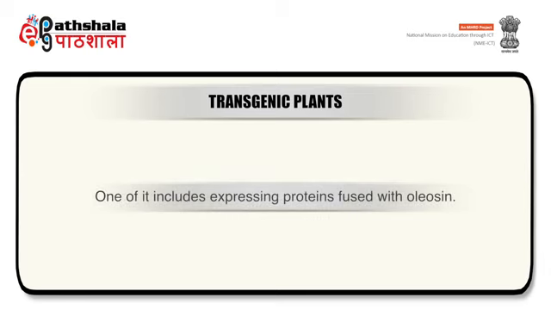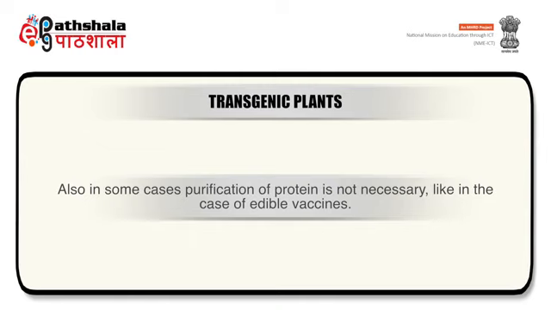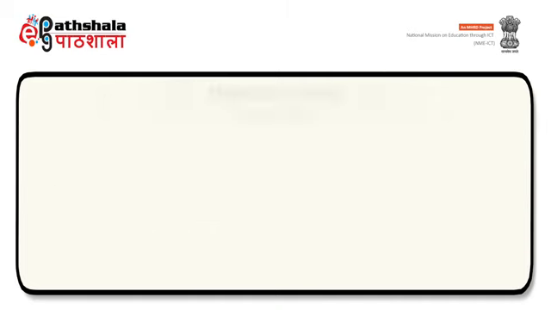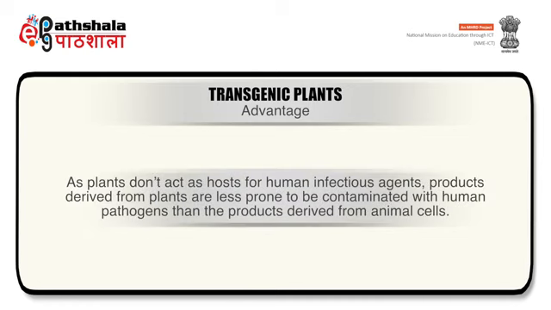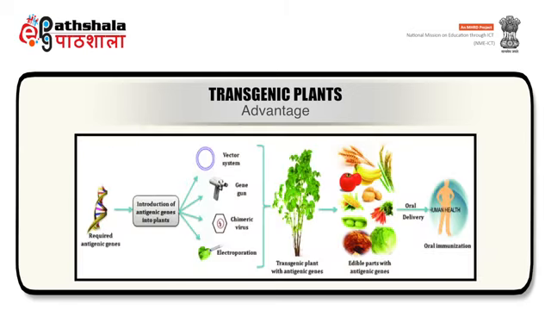One of them includes expressing proteins fused with oleosin. Also, in some cases, purification of protein is not necessary, like in the case of edible vaccines. Now, we will check the advantages of using plants as culture systems. Plants don't act as hosts for human infectious agents. Products derived from plants are less prone to be contaminated with human pathogens than the products derived from animal cells. The source, that is, the plant leaves or seeds for making the recombinant protein, is potentially indefinite, as shown in this figure.